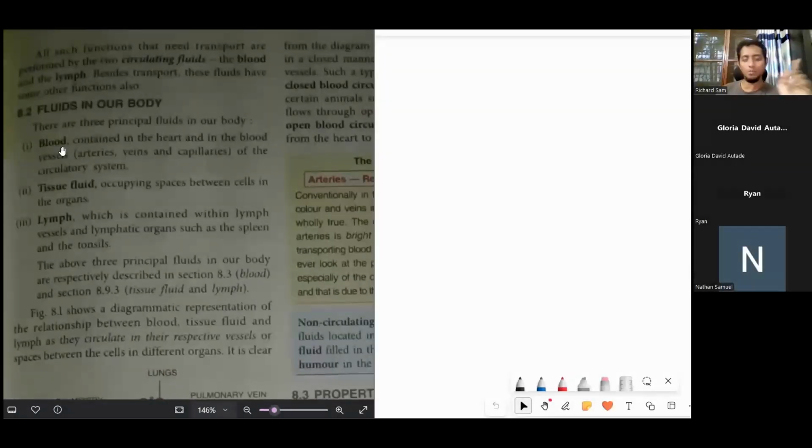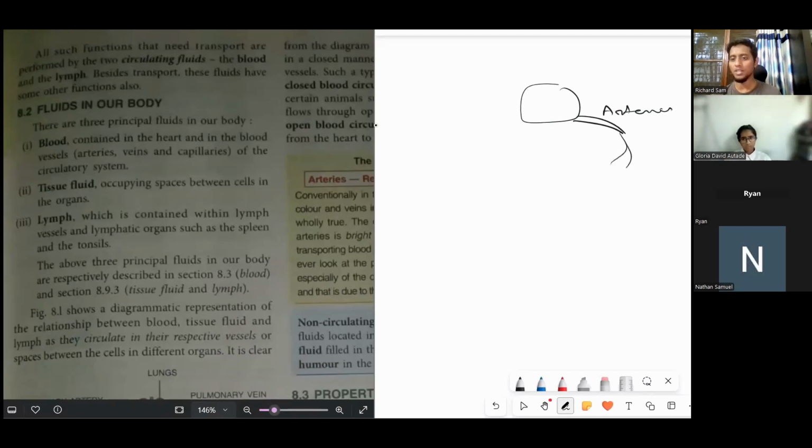First there is blood. Blood is inside the arteries, veins and capillaries. It's always within these blood vessels and never comes out of them. Do you know what capillaries are? From your heart, the blood goes out through arteries. Arteries will split into what? Capillaries. Capillaries are very tiny blood vessels.